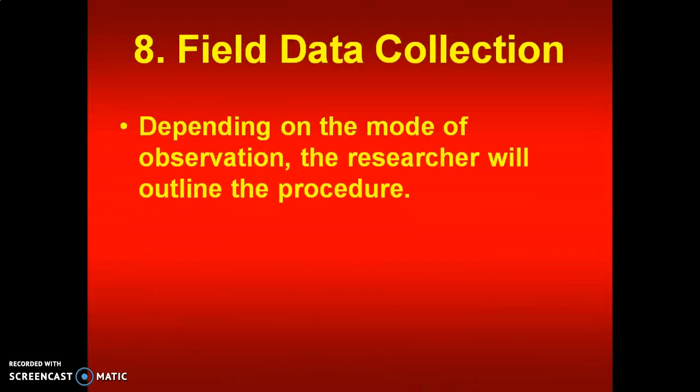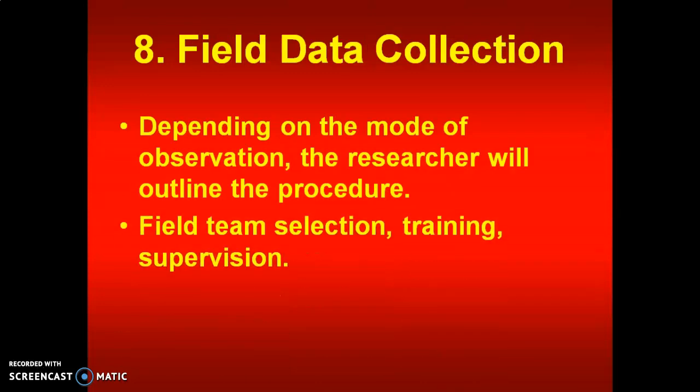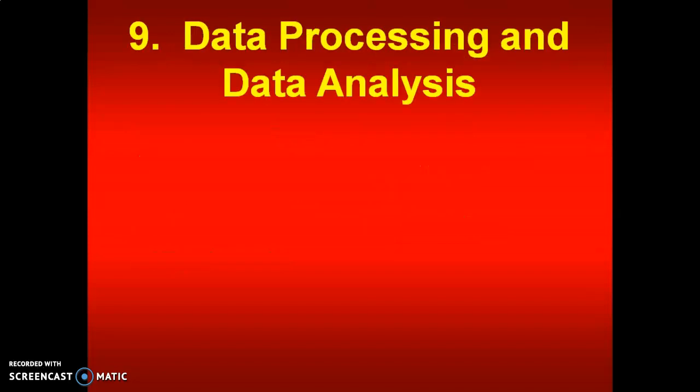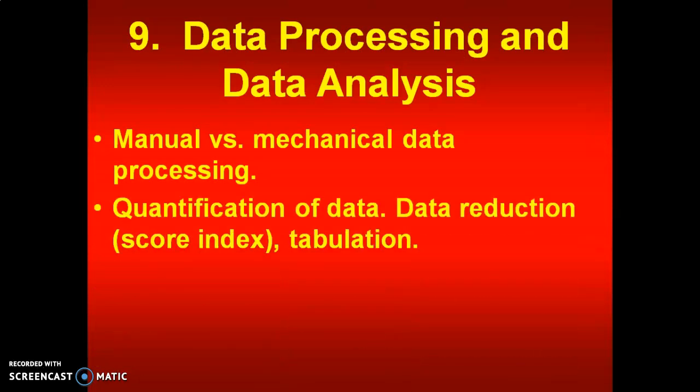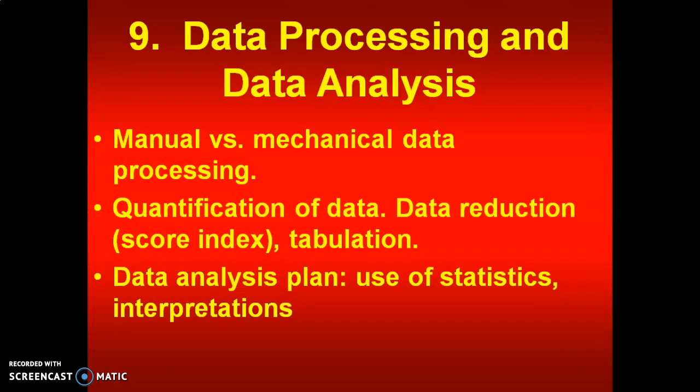Field data collection. Once the mode of observation is decided, the researcher will have a procedure for how to go into the field and collect the data. It could be field team selection, training, or supervision. Next, data processing. It could be manual or mechanical processing of data, quantification of data like scoring, indexing, and tabulations, where you put data into tables, etc. Data analysis plan: use of various statistical tools like the r-test, t-test, chi-square test, F-test, etc., for interpreting various kinds of things.